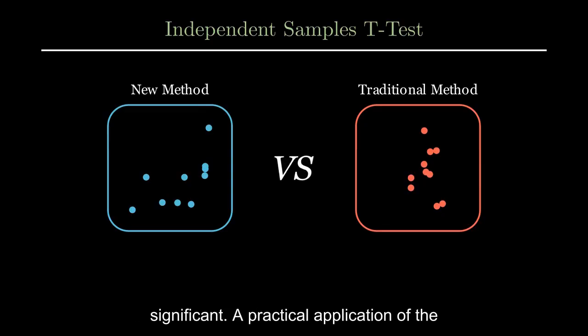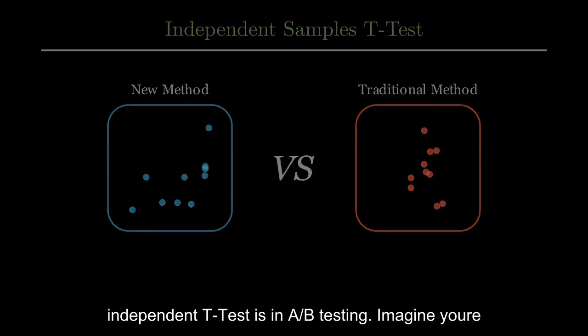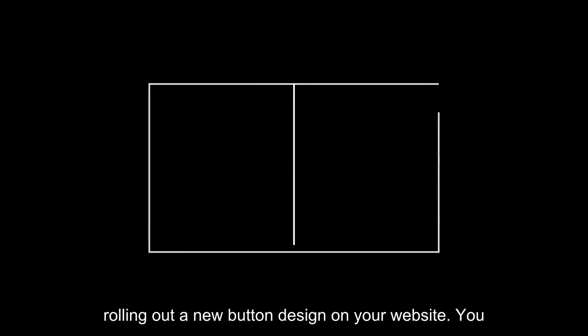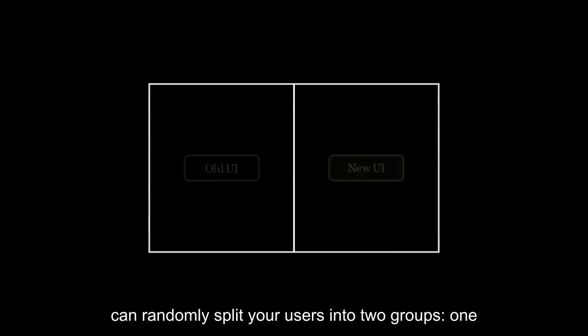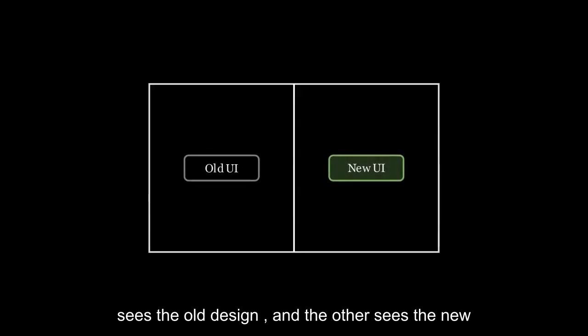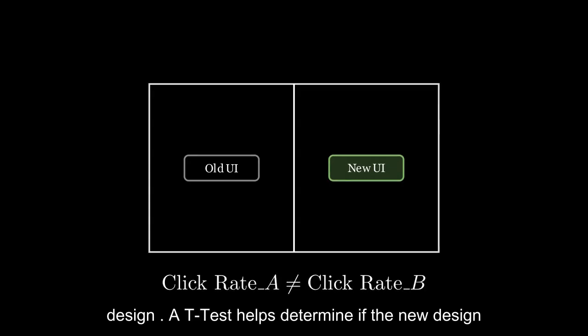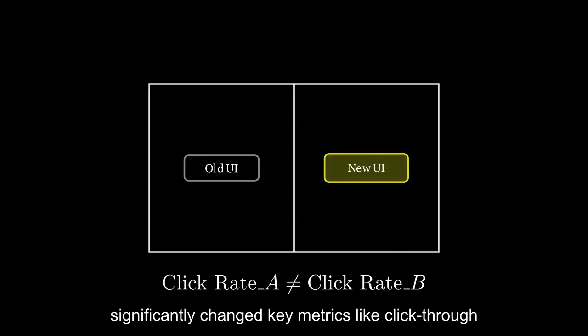A practical application of the independent T-test is in A/B testing. Imagine you're rolling out a new button design on your website. You can randomly split your users into two groups. One sees the old design, and the other sees the new design. A T-test helps determine if the new design significantly changed key metrics like click-through rates.